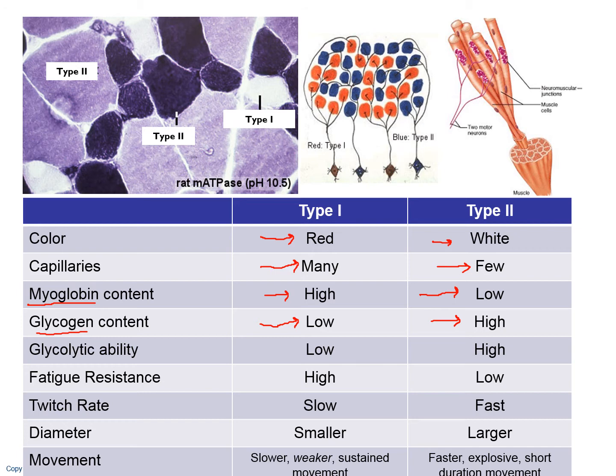Glycolytic ability refers to the reliance of muscle fibers on glycolysis for ATP production. For type 1 fibers that make most of their ATP in oxidative phosphorylation, the reliance on glucose is low, and these cells will not contain high amounts of glycolytic enzymes.